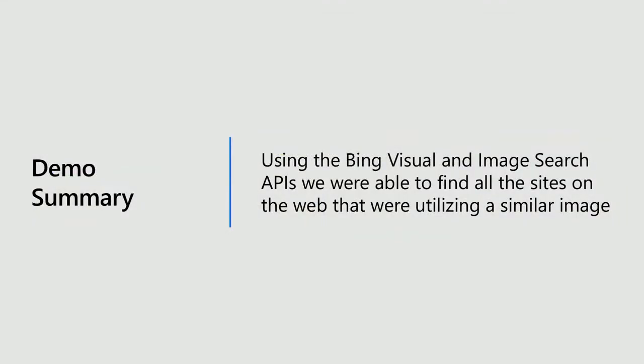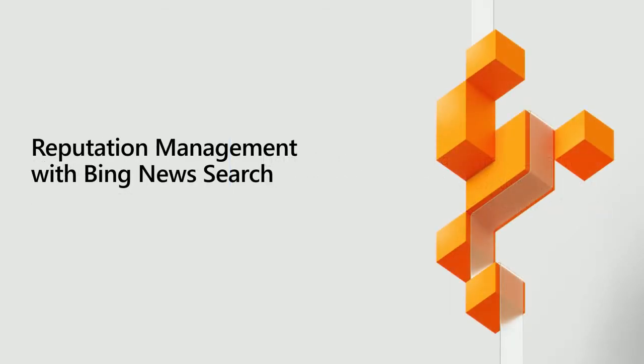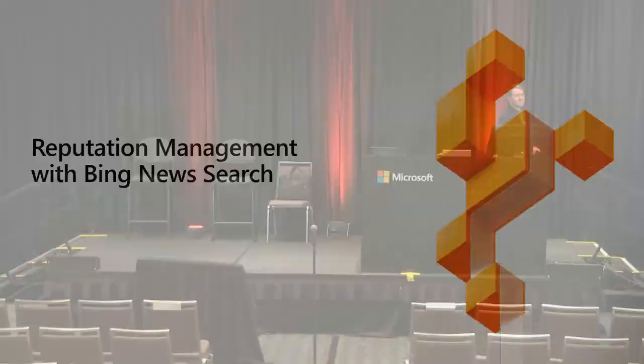Okay, so what did we do? We used the Bing visual and image search APIs, and we were able to find sites on the web that were using a similar image. All right, next demo. I promised you lots of demos. This is the last one.